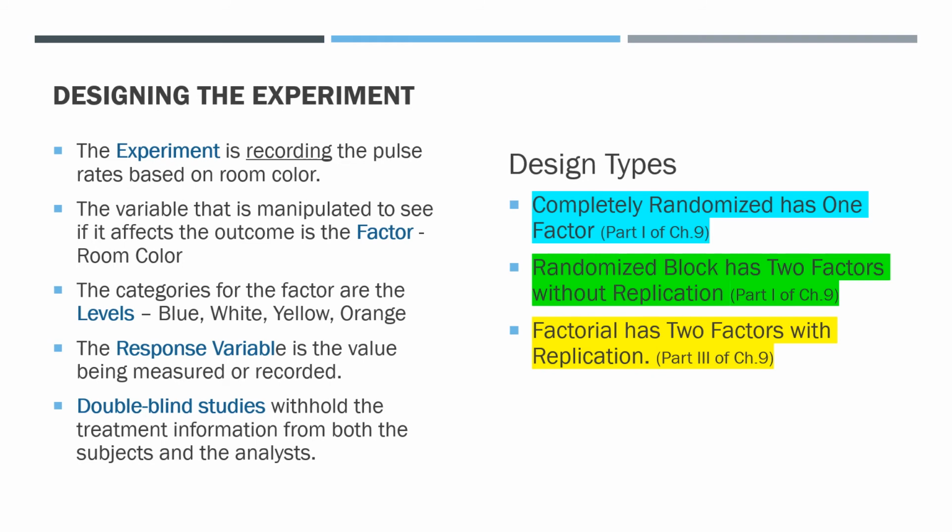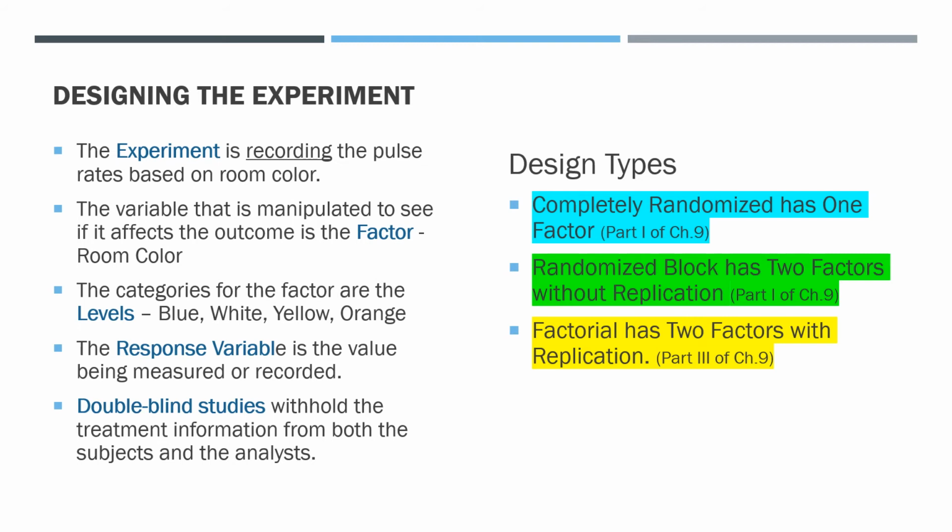Designing the experiment requires us to define several different terms. The experiment itself is recording the pulse rates based on room color. The variable manipulated to see if it affects the outcome would be the factor. Here, that's the room color. The levels are the labels. So the categories for that factor were blue, white, yellow, and orange. The response variable is what we measure or record. So in this case, that would be average pulse rate.